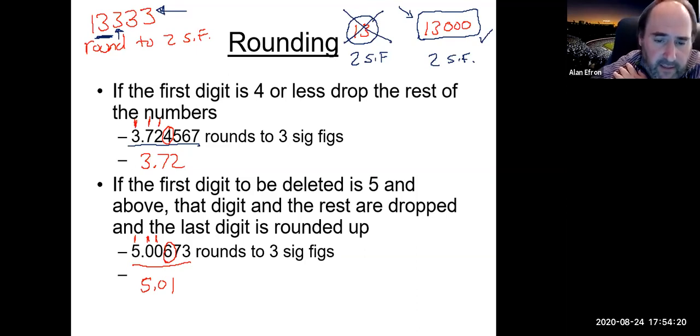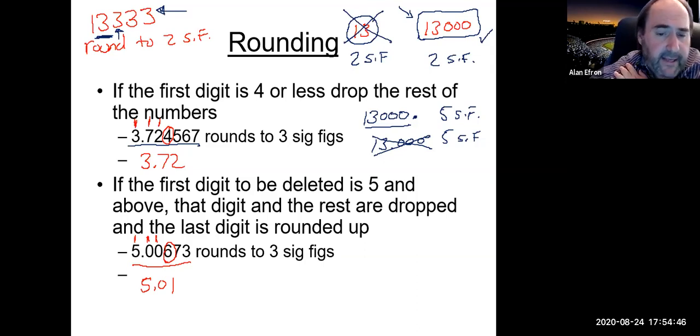Just like we've been talking about, you would not want to write 13,000 with a decimal because now it has 5 significant figures in this particular case, nor do you want to move the decimal over here and write 13.000. Not 13.000, also has 5 significant figures, but also has now changed the meaning of the number as well. Still 13,000, right, ultimately.